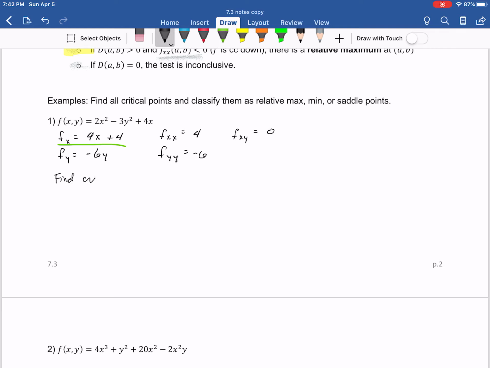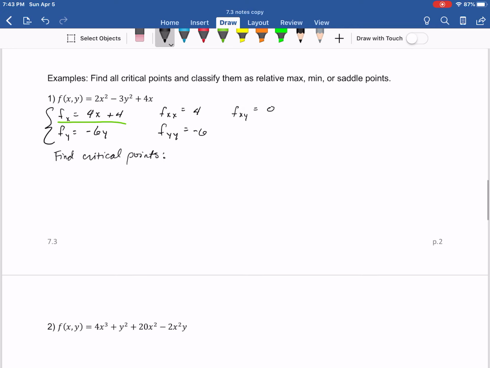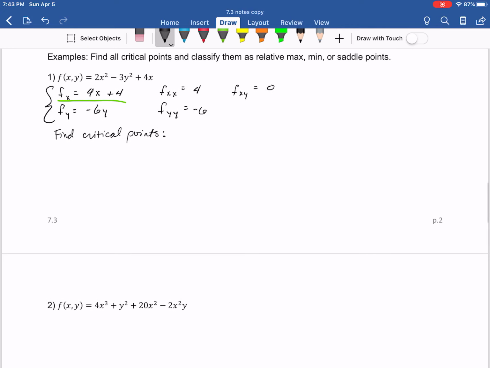The next thing we want to do is find the critical points, and this is done as was described above by setting both of your first partial derivatives equal to 0 and solving that system of equations simultaneously. And so the system of equations, 4x plus 4 equals 0, as well as -6y equals 0, is what we have to solve for both x and y. The first equation, it's not too hard. We see x equals -1. The second equation, we'll get y equals 0, and therefore your critical point is (-1, 0).